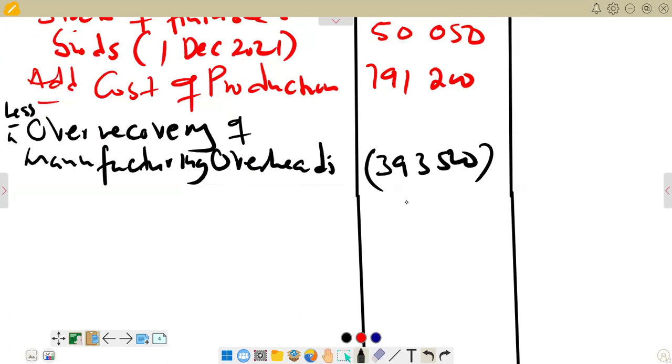And then we can go to the next one, which is now, if you calculate here, we are going to get finished goods.